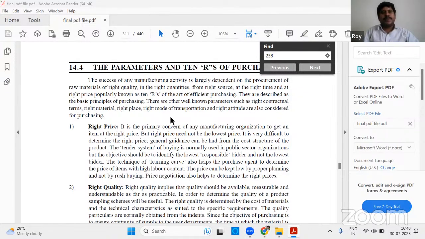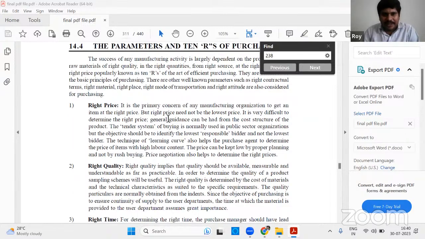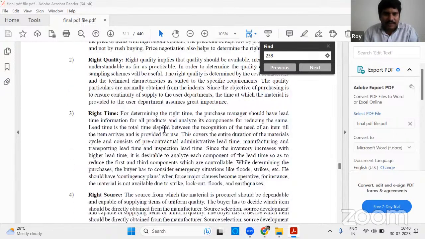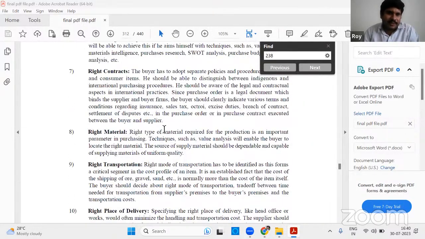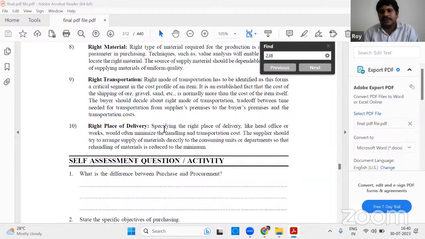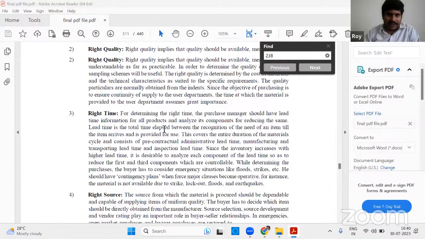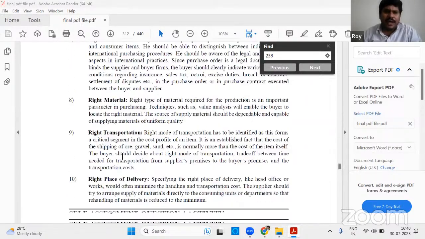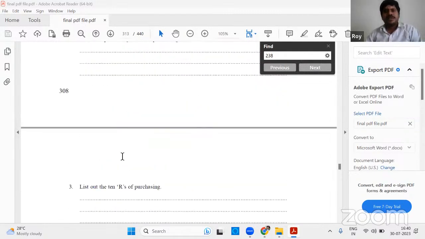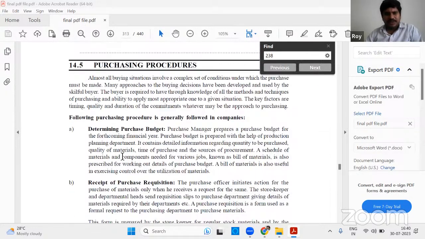Mobile data. Good. Right price, right quality. These are all the 5 tenets: right price, quality, time, source, quantity, attitude, contracts, materials, transportation, place of delivery. The 5 R's. If all these 5 R's are there in purchasing, when I get the product at the right price, right quality, right time, right source, right quantity, if the 5 R's are okay, then my purchasing is good.